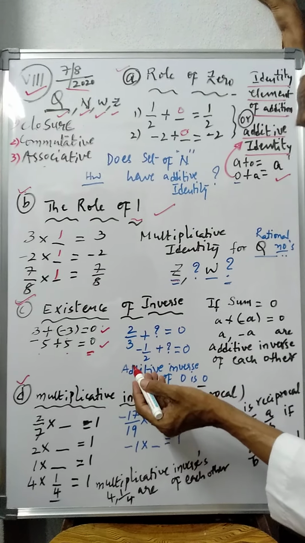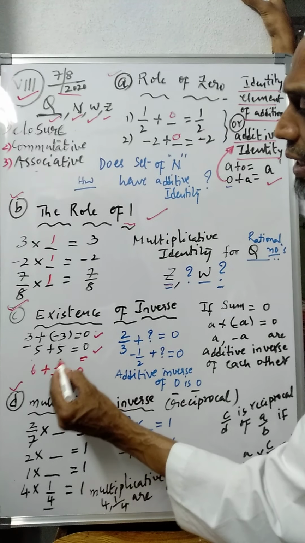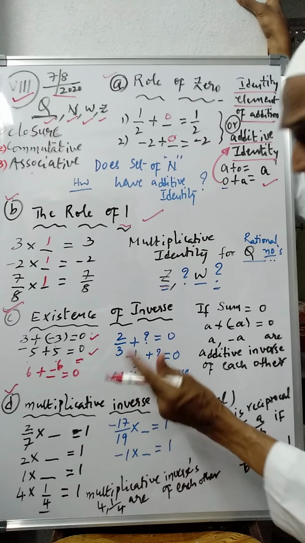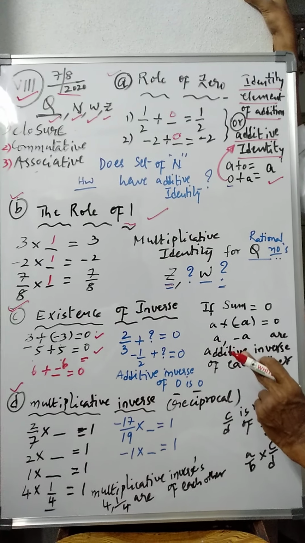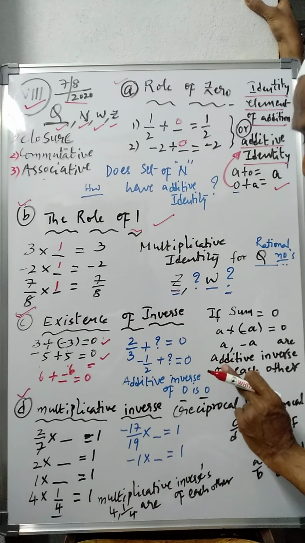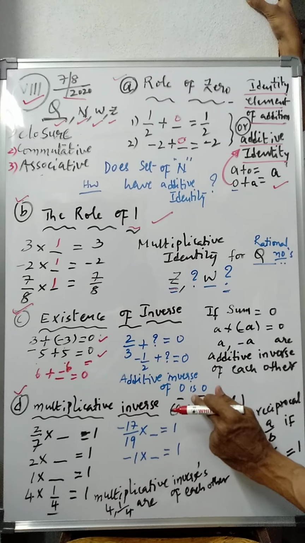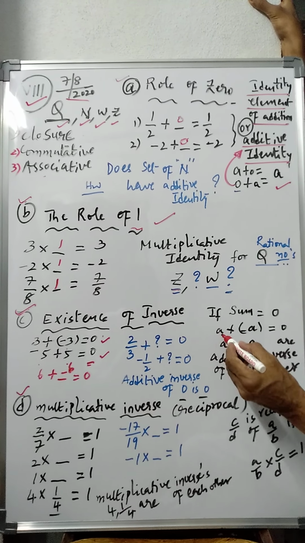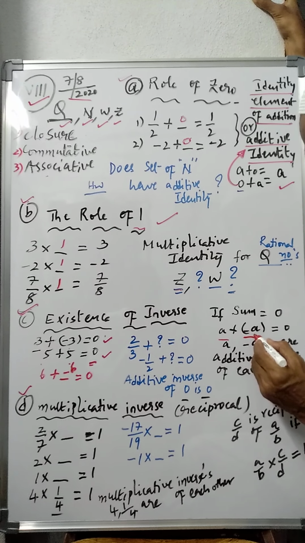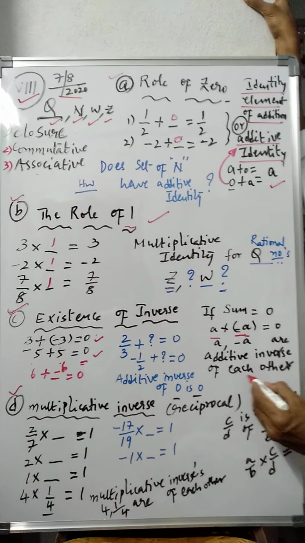Now, one simple question: likewise, 6 plus dash will give you 0, -6 will give you 0. You will be able to answer easily, like a small child. But 2 by 3 plus dash will give you 0: 2 by 3 plus -2 by 3 will give you 0. Minus half plus half will give you 0. So that means the additive inverse of a number A is minus A, or the additive inverse of minus A is plus A. So A and minus A are additive inverses of each other.